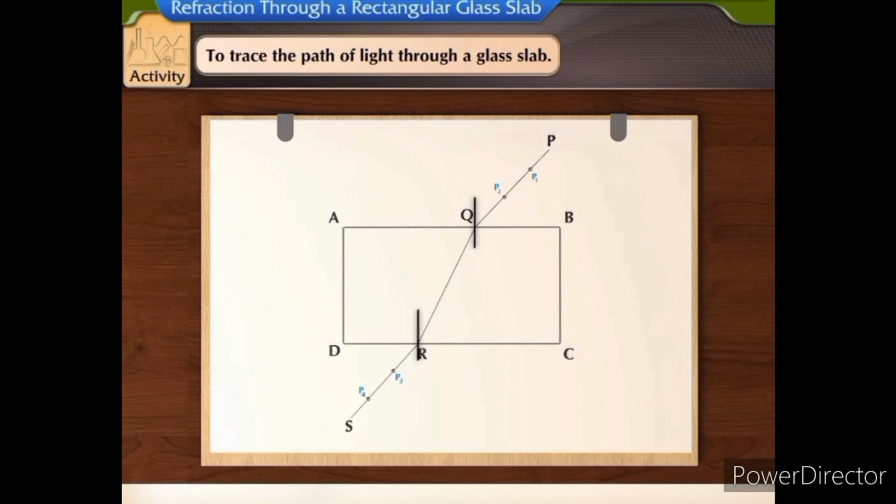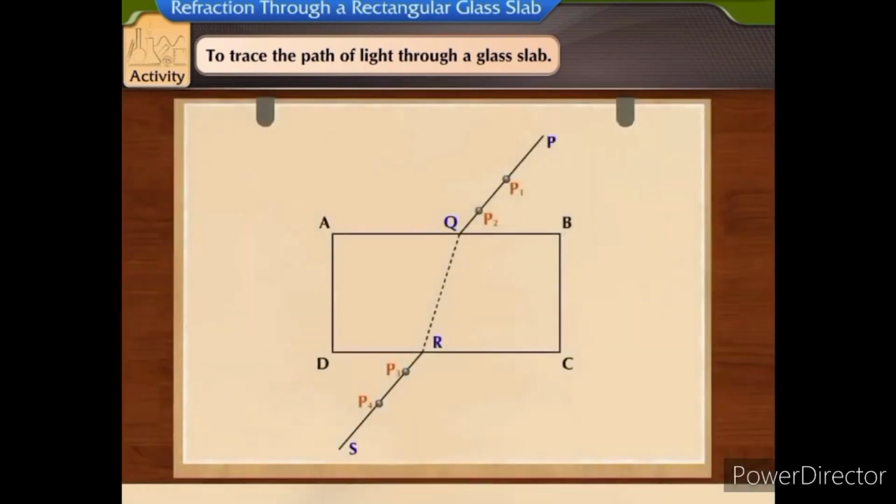In the absence of the glass slab, the light would have travelled along the path PQT. What can we infer from the direction of the emergent ray and the incident ray? The emergent ray and the incident ray are parallel to each other. Can you tell how many times the light rays encounter a change in the medium? Light rays encounter a change in the medium twice.